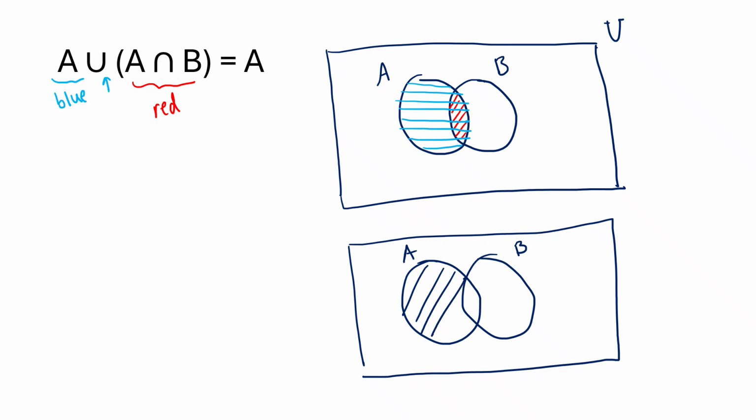So this is A. In this diagram, I've painted A. In this diagram, this is for A union A intersection B. And obviously we see that the same area is painted, so it means that these two sets are equal. That's kind of like proof by Venn diagram. Again, it's not an exact mathematical proof, but some type of justification for the set identity A union A intersection B is equal to A.